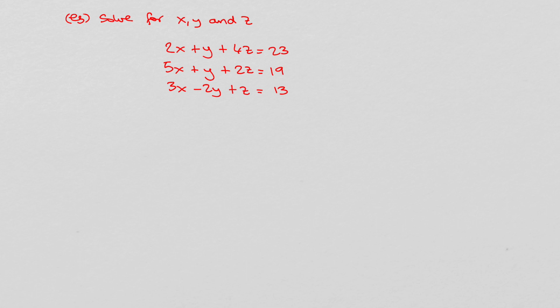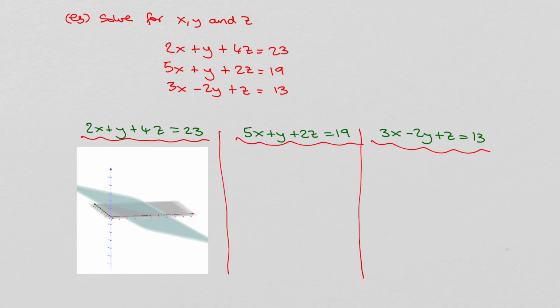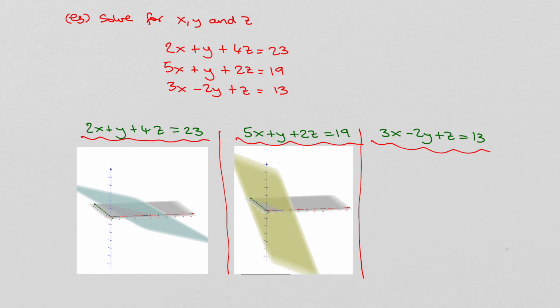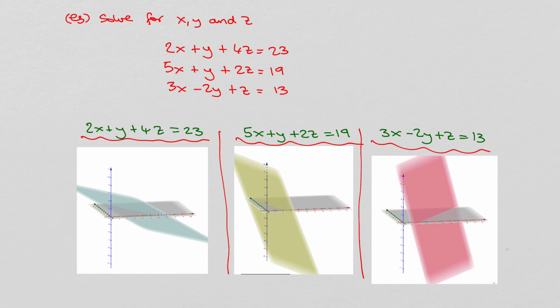So let's look at what each of these equations represent first. Our first one is 2x plus y plus 4z equals 23. We can see the blue shaded area is the plane that is represented by this equation. The second equation is represented by the plane 5x plus y plus 2z equals 19, which can be seen in the yellow shaded plane. And the third one, 3x minus 2y plus z equals 13, can be seen represented here as the red shaded plane. So what we want to do is solve for where all three of these planes intersect.